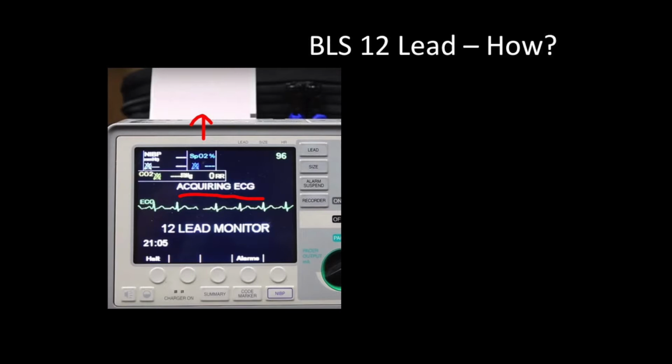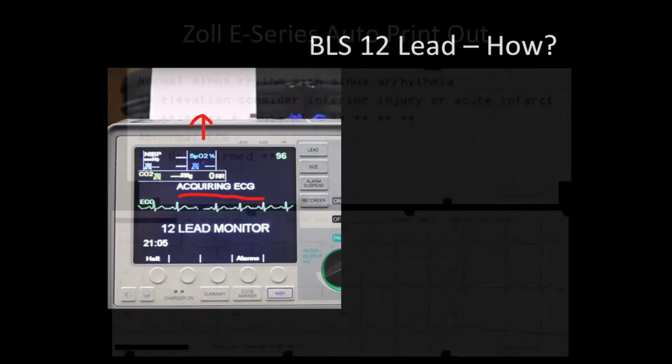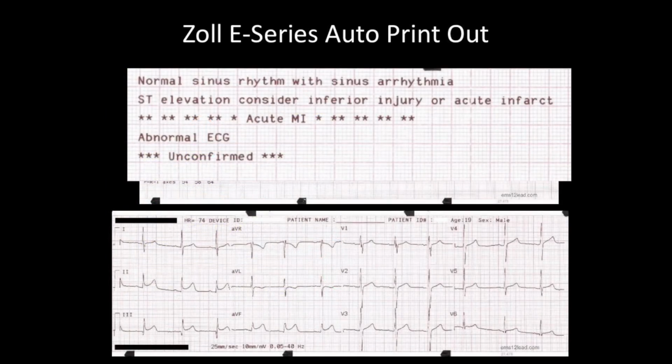The computer will interpret the EKG. If the computer says something like this, acute MI, it is likely to be an MI. Not a guarantee, not 100%, and the computer sometimes will spit that out and it will not have an MI. Please do not talk to the patient about what this said.